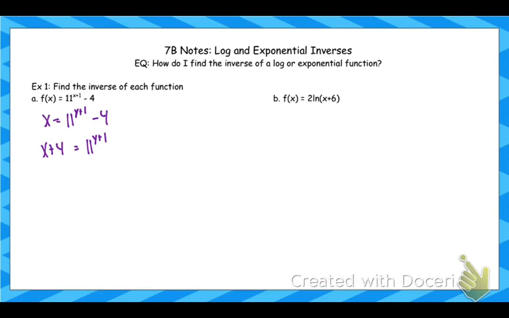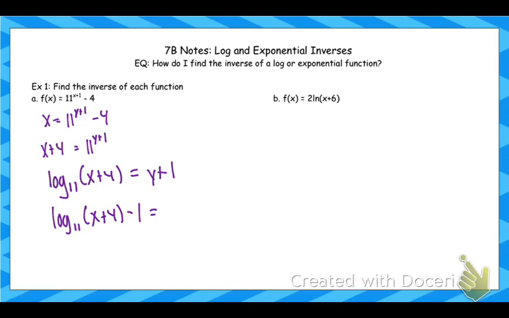And then at this point, in order to get y by itself, I would have to rewrite this as a log. The base of the exponent becomes the base of the log. So this would be log base 11 of x plus 4 is equal to y plus 1. Then my last step would be to subtract 1. And I'm going to go ahead and write it as the right notation, f inverse of x.